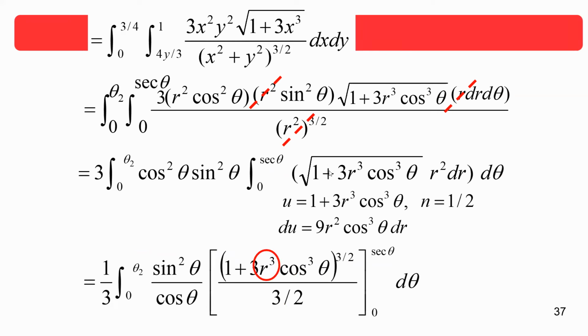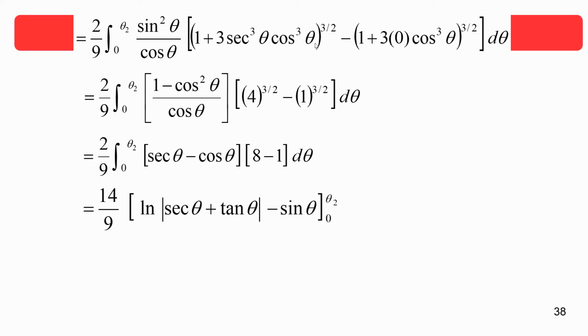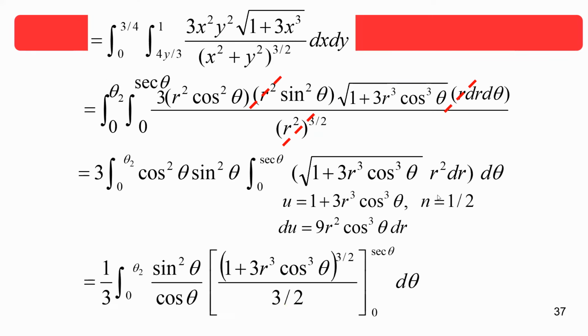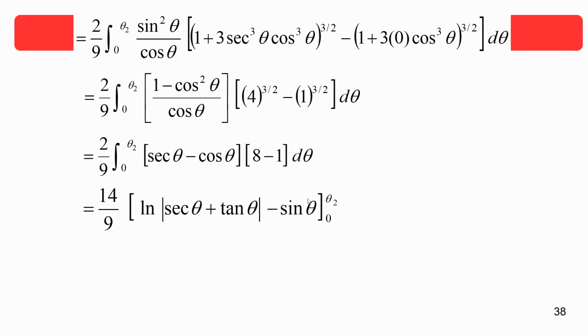and then in here, after the first integration, you can see where you will plug in the 0 and secant theta. Since you integrated with respect to r, whatever r there is, you'll just plug in the secant here. And then integrate that with respect to theta, from 0 to arctan 3/4. That's the second limit, or the upper limit here.